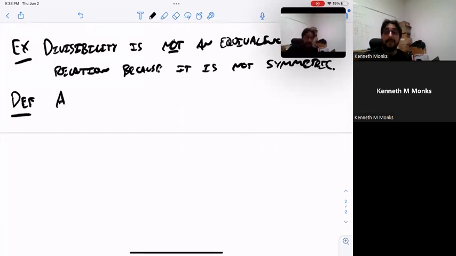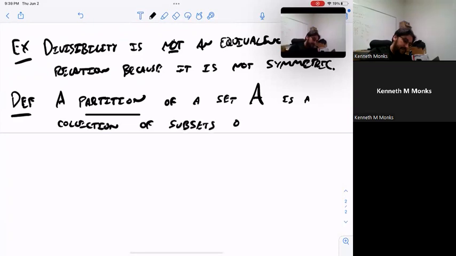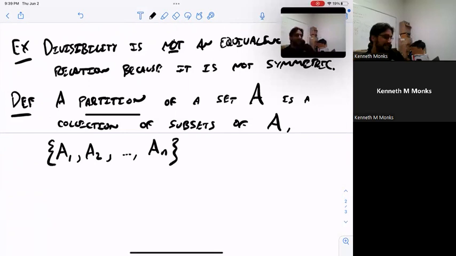So a partition of a set A is a collection of subsets of A, which we'll call A1, A2, up to AN. And in truth, this is actually a set in and of itself. It's a set of subsets. So the collection of subsets of A such that the following hold.